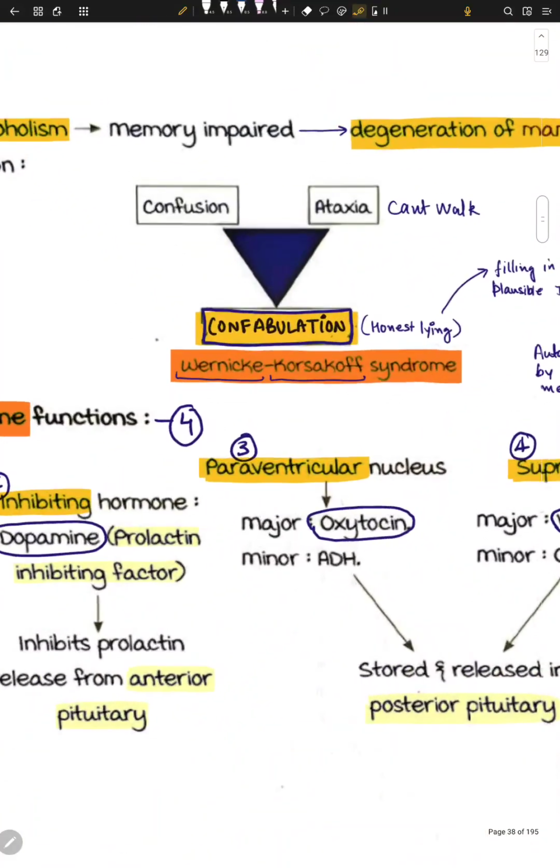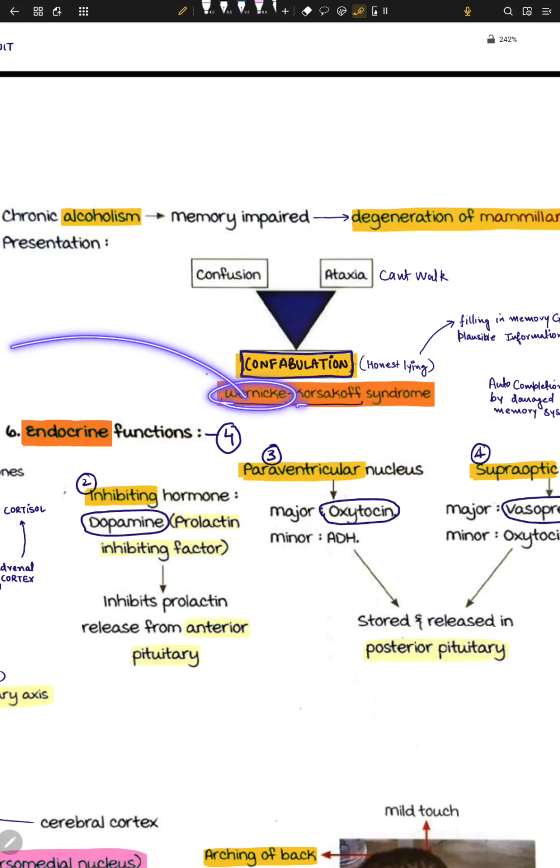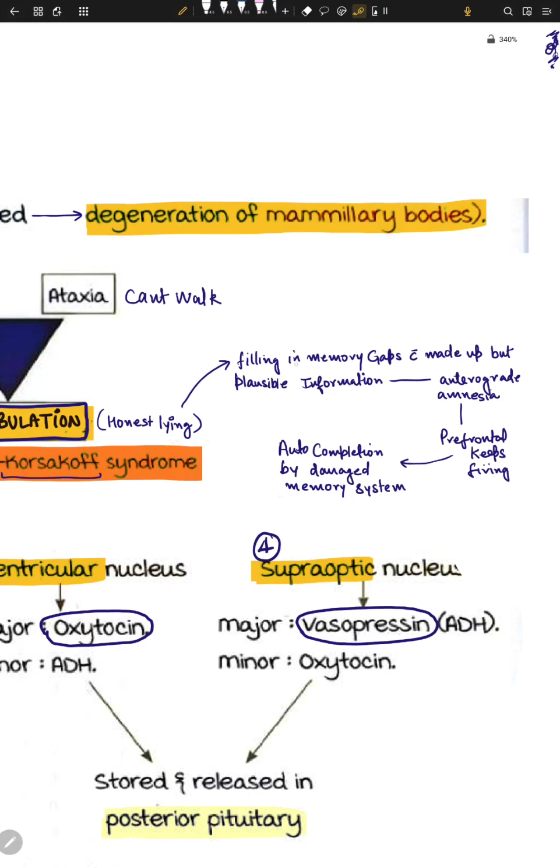What about this syndrome called Wernicke-Korsakoff syndrome? Well, Wernicke was one guy and Korsakoff was a Russian guy. So these were actually two different syndromes previously, but then they joined them together. Wernicke-Korsakoff syndrome is when there are gaps in your memory, filling in the memory gaps with made up but plausible information. We call this anterograde amnesia. And I'll tell you why it happens.